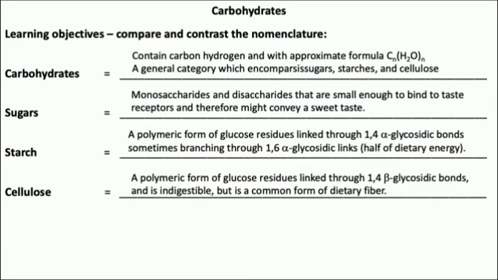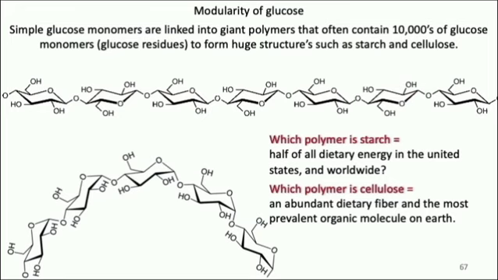Cellulose, like starch, is a huge polymer of glucose. Starch or cellulose can have 10,000 glucose residues in it. Unlike starch, however, cellulose is linked through 1,4 beta-glycosidic links, and it is the difference between alpha and beta that gives them that very different characteristic that cellulose is indigestible. And we're going to describe why shortly. But accordingly, cellulose is a very common form of dietary fiber.